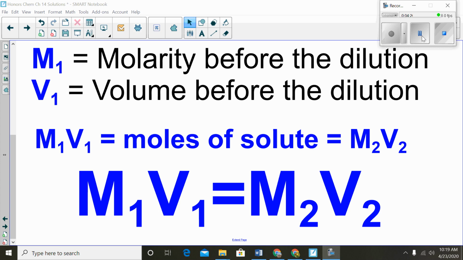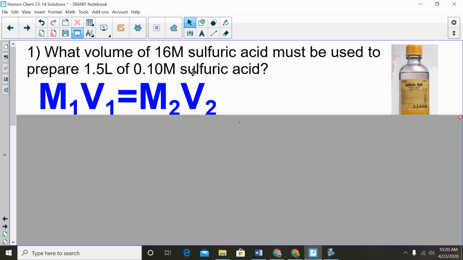And now we're going to practice two examples. All right, so let's try our first example. It's asking what volume of 16 molar sulfuric acid must be used to prepare 1.5 liters of 0.1 molar sulfuric acid. Here's my sulfuric acid again.